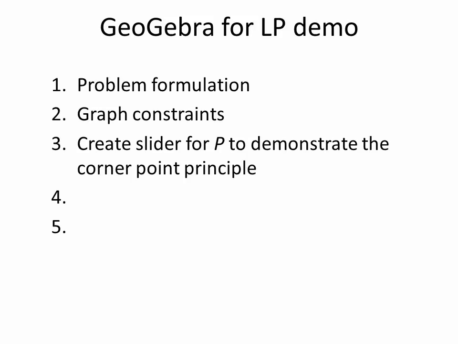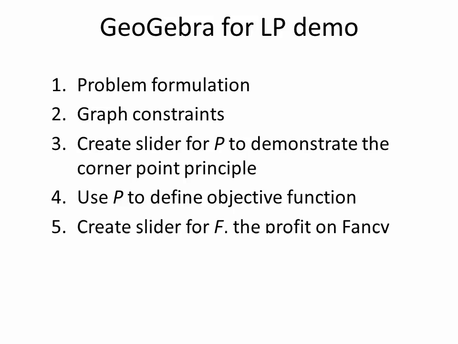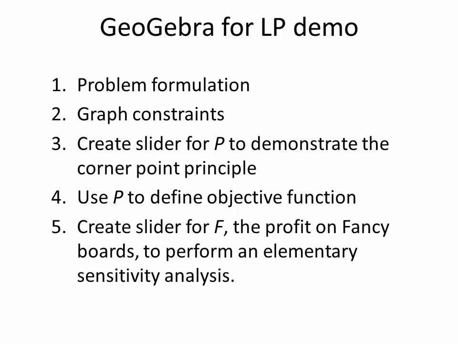Next, we use Geogebra to create a slider to control the value of the profit P. Then we define the objective function in terms of the decision variables and P. Finally, we create a slider to control the value of F, the profit margin, on one of the skateboards.